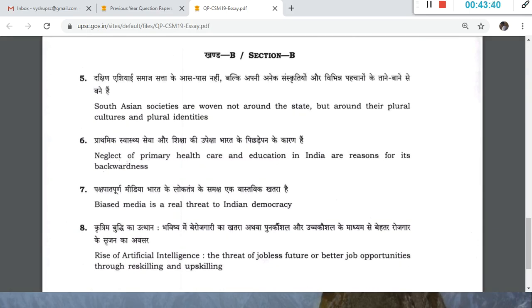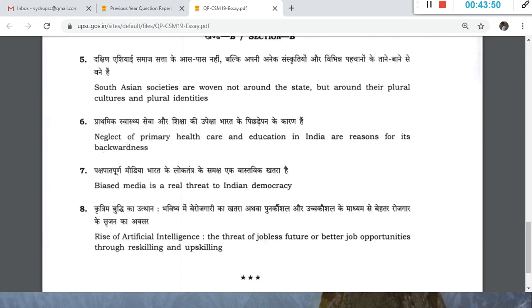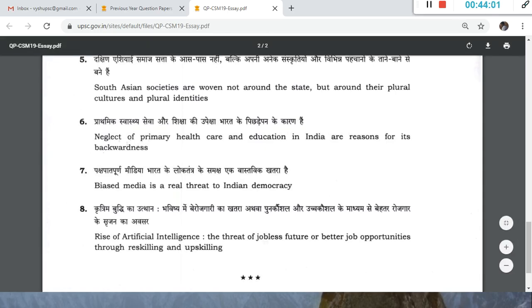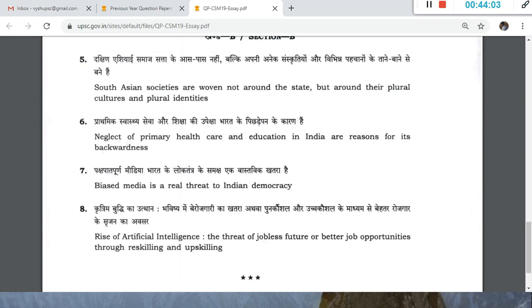The neglect of primary healthcare and education. So here healthcare and education together they put. Then biased media is a real threat to Indian democracy. As I told, social media, biased media, this kind of thing, once it comes. And see here, rise of artificial intelligence. This was exactly there in our test series. The same thing, this upskilling, reskilling, and jobless future. The same question was there in my 2018 mains test series, and it came ditto in the 2019 essay paper.